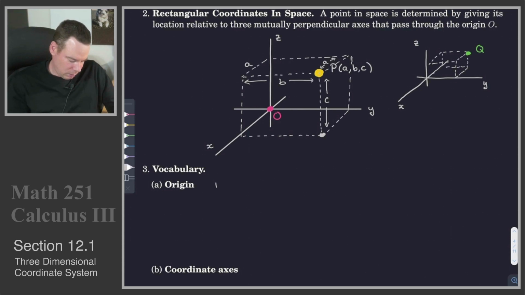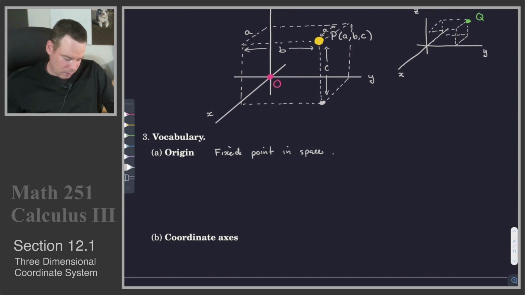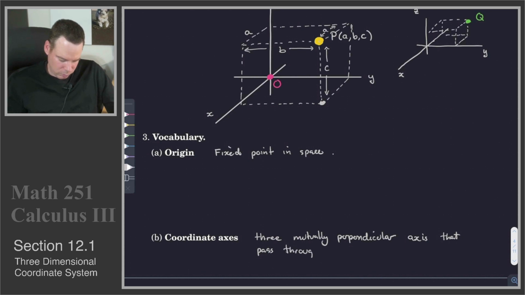So the origin is a fixed point in space. You just fix it however you want. It's your point of reference. What are your coordinate axes? These are three mutually perpendicular axes that pass through the origin, that pass through O.